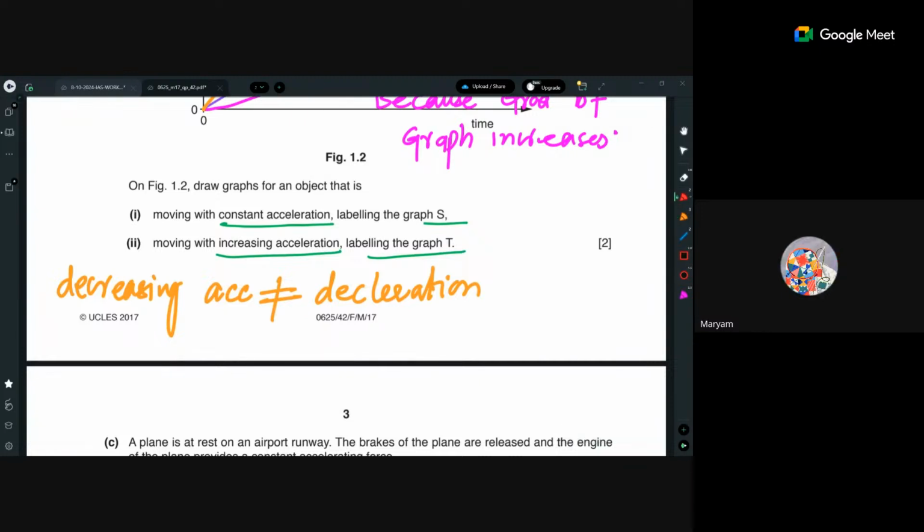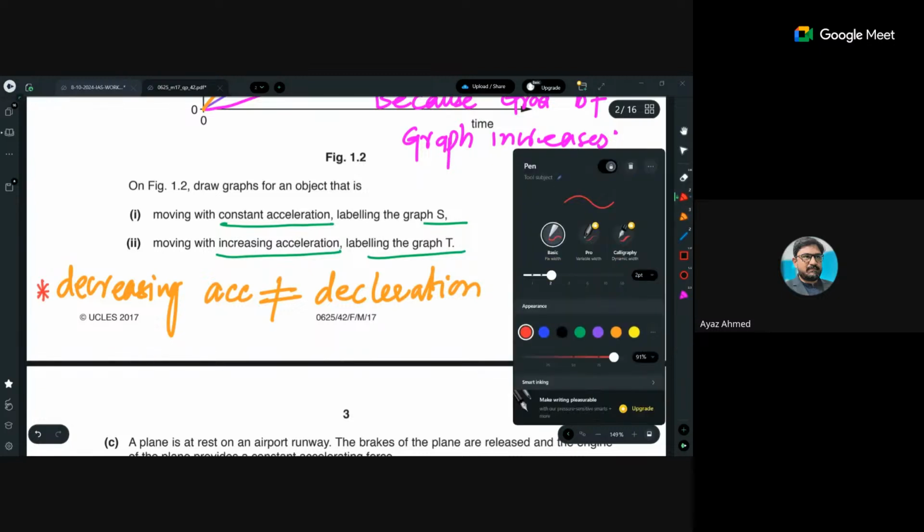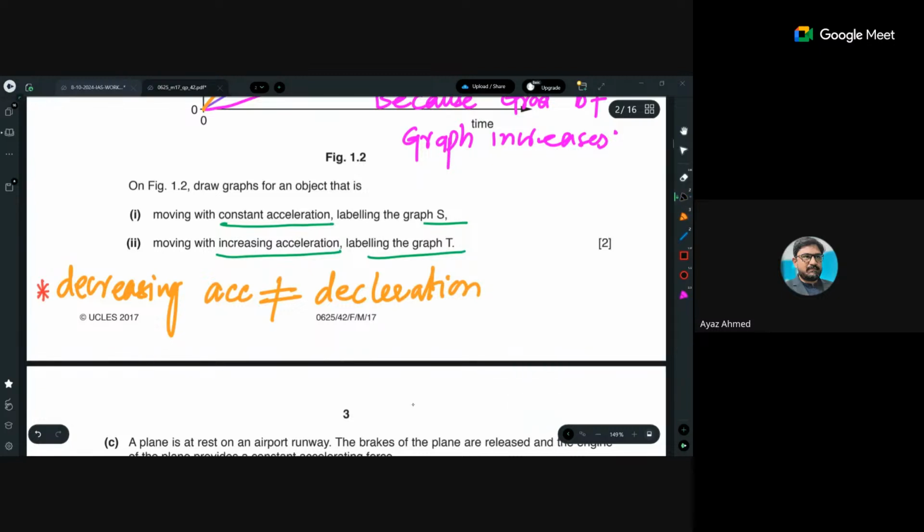So deceleration, it points downwards, right? I mean, no. Wait, just a second. Where is Zainab? Sir, I don't know. I thought it was the same thing too. No, never. Decreasing acceleration means that speed is not decreasing. Right, Maryam? Yeah, the speed does not decrease.